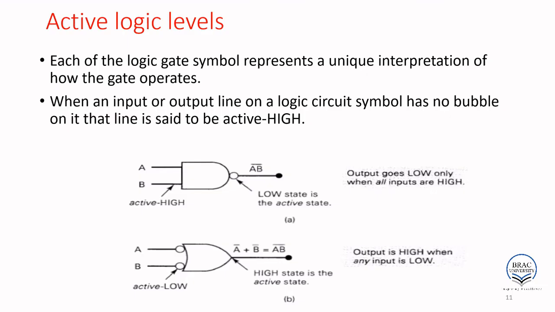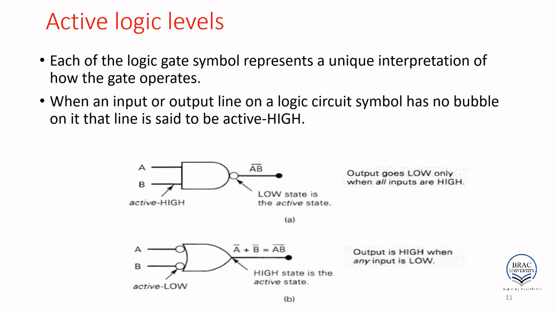Active logic level. So what it means is that each logic gate symbol represents a unique interpretation of how the gate generates its output. When an input or output line on a logic circuit symbol has no bubble on it, that line is said to be active high. It doesn't have any bubble, so this is called an active high circuit. This has a bubble, so it is called a low state output, where the low state is the active state. And this has a bubble, active low, and this doesn't have a bubble, so high state is the active state.